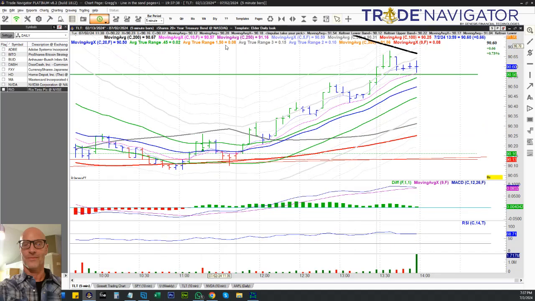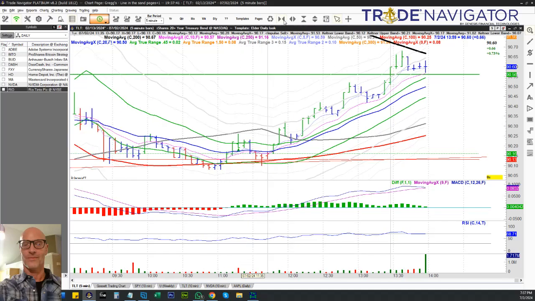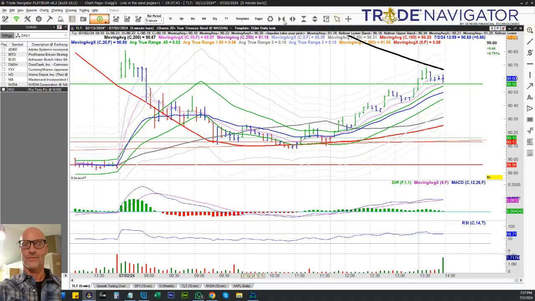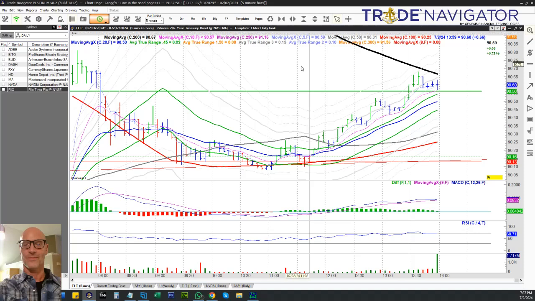So let's take a look now on the intraday time frame. You can see the trend line is here. Okay, so now let's just get into what the signal was. But the key was the long-term trend line on the daily. So this is a higher low V2.